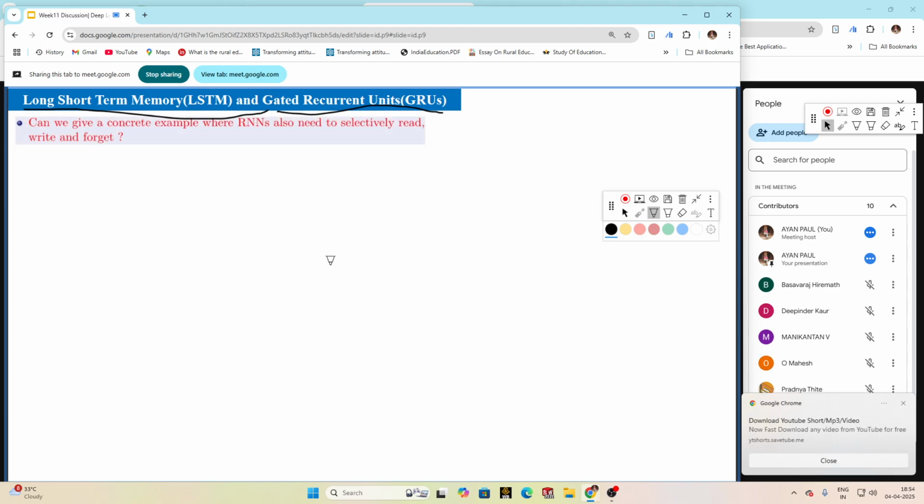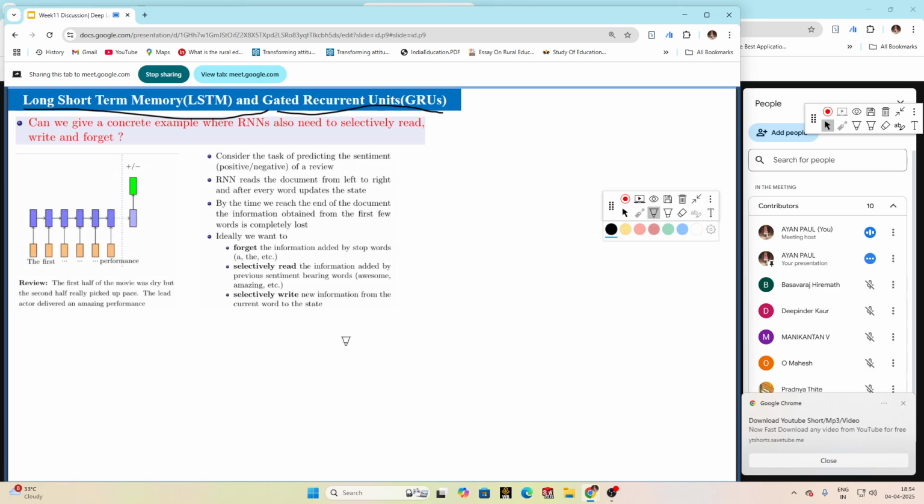Okay, so can we give a concrete example where RNNs also need to selectively read, write, and forget? For example, see this task of predicting the sentiment of a review. Sentiment means positive or negative. You give a sentence to this recurrent neural network, and you want as output whether the sentiment is positive or negative. Okay, so this is the task.